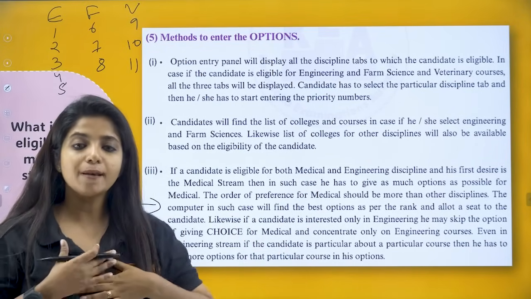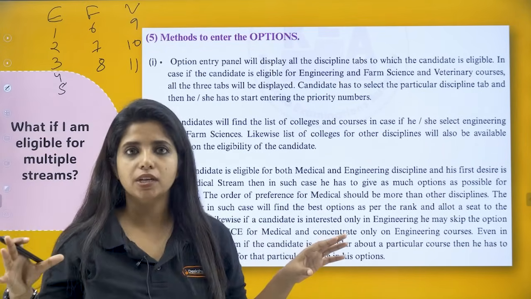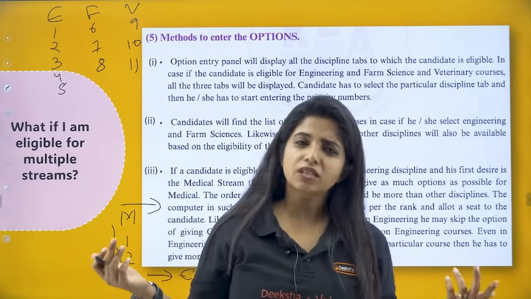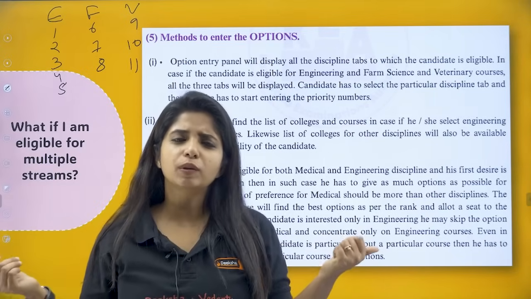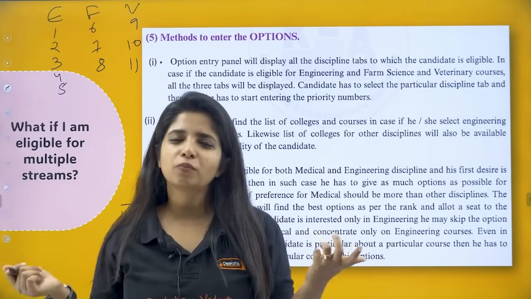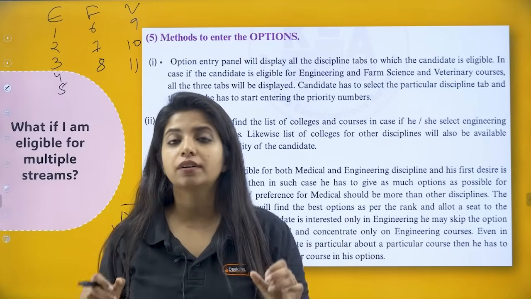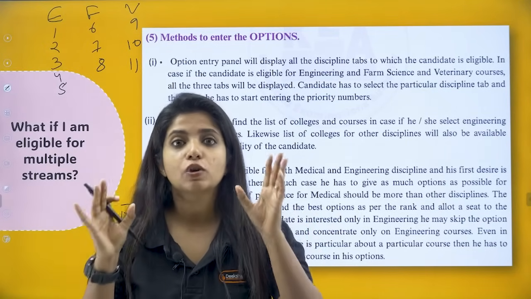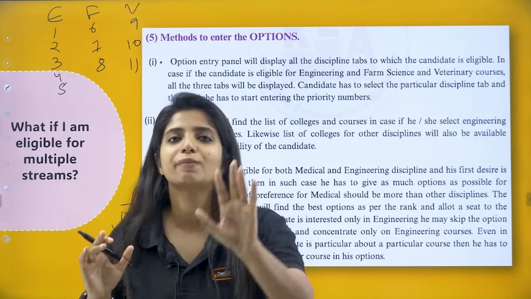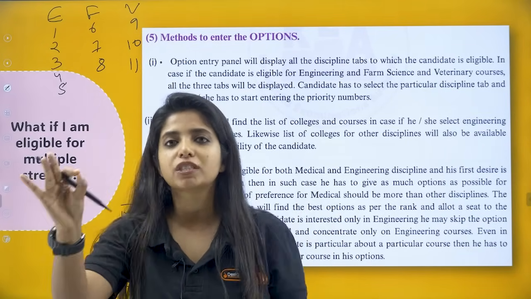Now suppose I am someone who is eligible for medical and engineering. I was someone like that. I thought that both of them would be useful for me, but then later on I spoke to my friends and I realized I should be going just with engineering. In that case, my dear children, even though you are eligible, you have the whole right to not choose the medical colleges. You can just choose the engineering colleges.